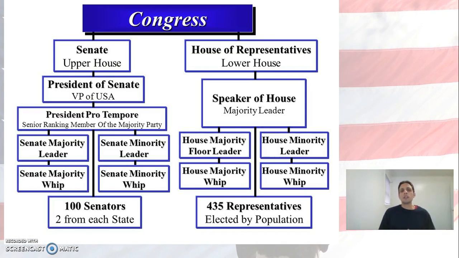If you take a look here, this is the leadership: on your left-hand side is the Senate, and then you have the House of Representatives on the other side. It shows you the leadership structure of both houses of Congress. Why don't you pause the video for a second and take a look at it. What do you think they mean by majority leader, minority leader? What are they referring to when they talk about these different positions?